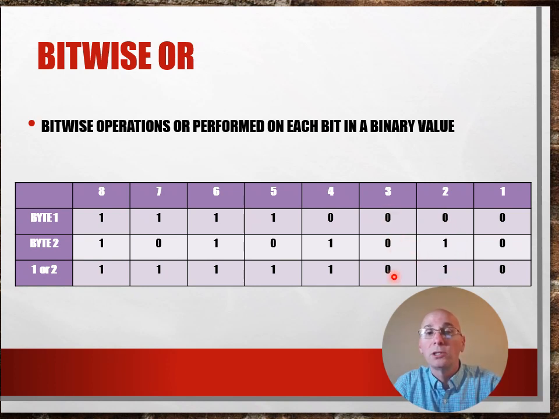0 or 0, 0. 0 or 1, well, one of them is a 1, so my result is a 1. 1 or 0, there's at least one 1, so it's 1. 1 or 1, here they're both 1, but the result is still a 1. 1 or 0, 1. Okay, so any place, if this bit or the other bit is true, then the result is true.